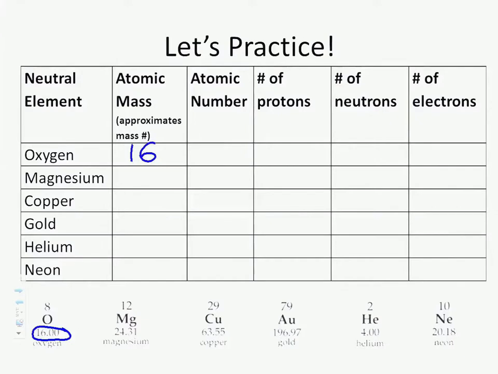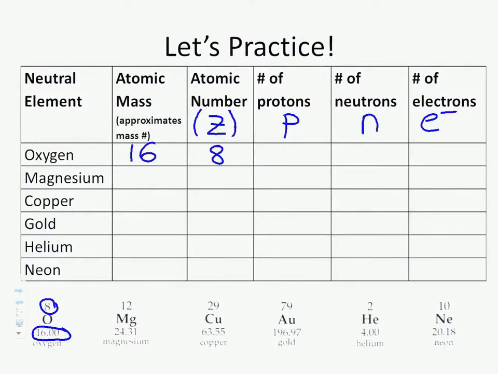Next it asks for our atomic number, which remember our symbol for that was Z. Sometimes I'll abbreviate each of the other ones as a P for proton, an N for neutron, and an E with a minus sign for electrons. So our atomic number for oxygen, remember we find that right above the chemical symbol, so it is 8.